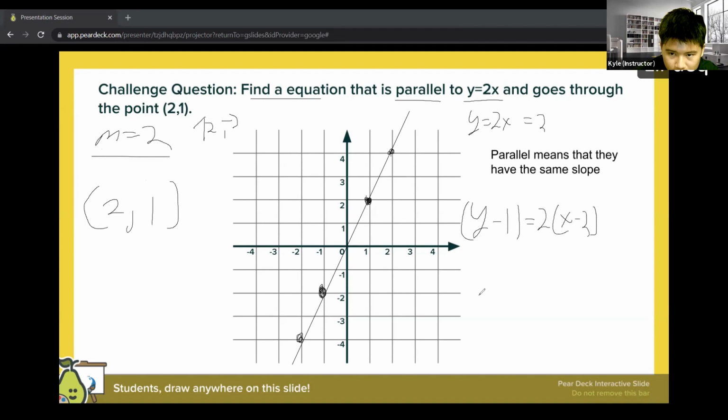And afterwards, we get y equals 2x plus 3. Oh, negative 3. And we can draw this equation. And then we have (2, 1). And then we can draw the second one.